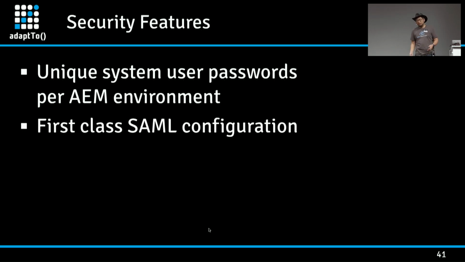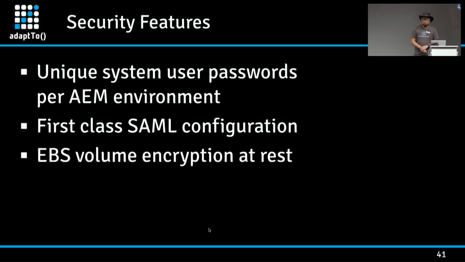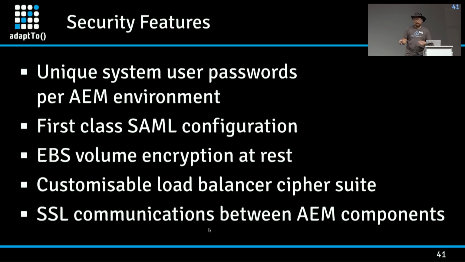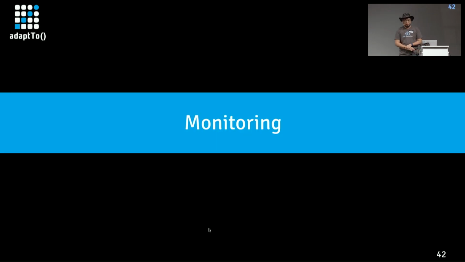It has a first-class SAML configuration with Okta integration to be set up soon, within early next year. EBS volumes are encrypted. DynamoDB, so various encryption that can be done on various AWS resources are set. It also has a customizable load balancer cipher suite, just because various security requirements keep changing as time passes by. And obviously, SSL communication between the various AEM components. So replication is done through SSL, data sync through SSL, yep. And the dispatcher talking to the published instance, that's through SSL as well.